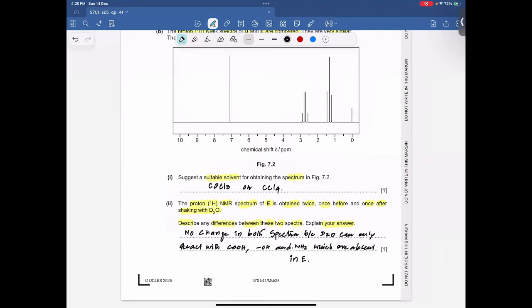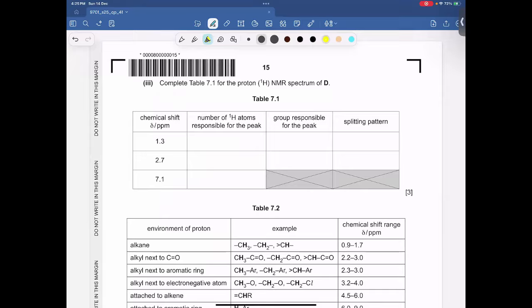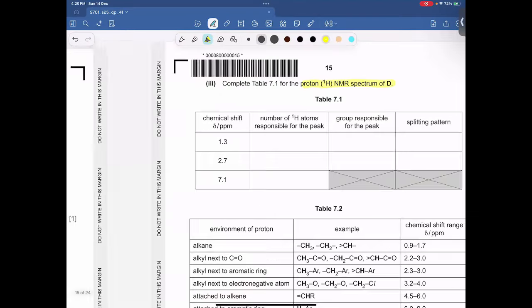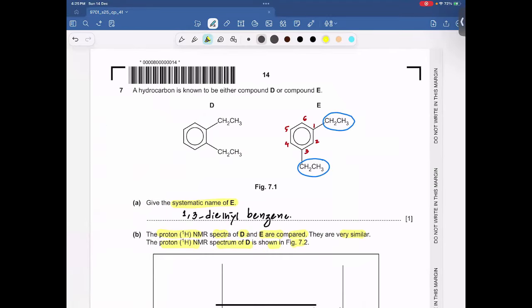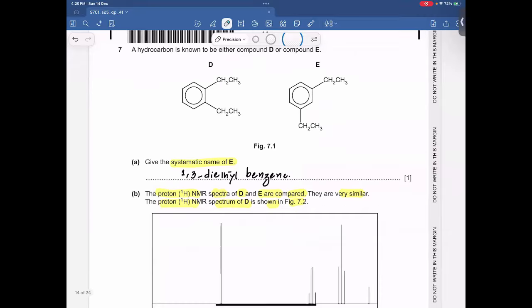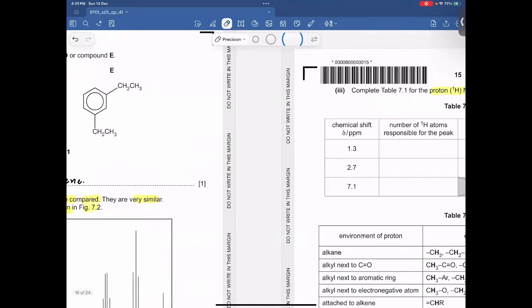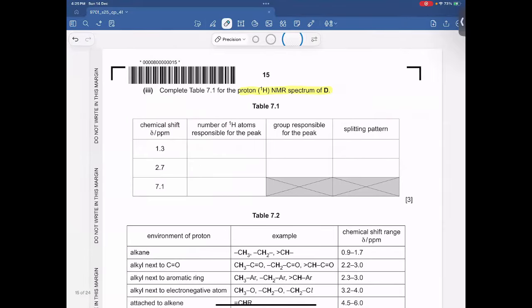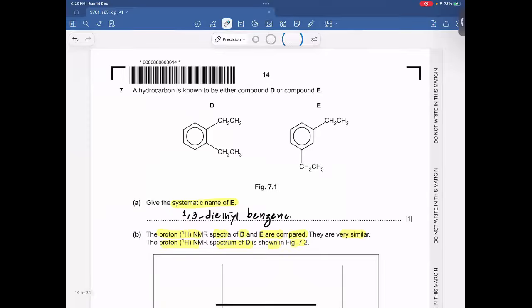Complete table 7.1 for the proton NMR spectrum of D. Okay, let's move on to D. Let's start with the D thing. So both of them have the same chemical environment.